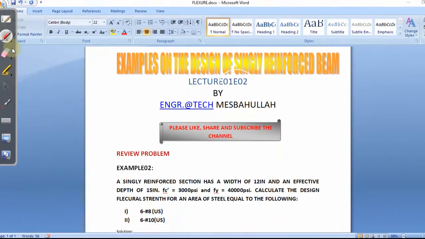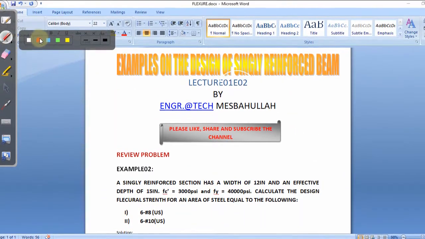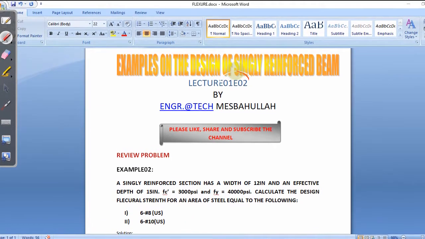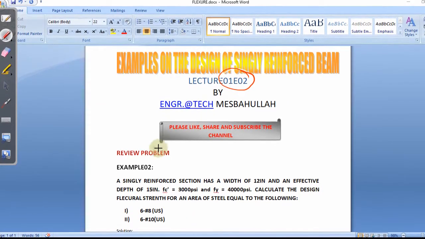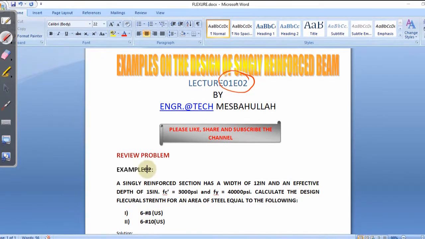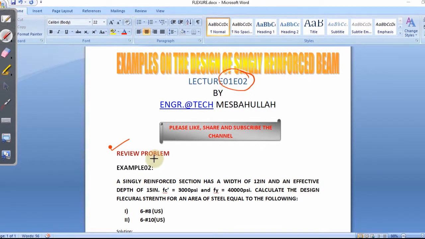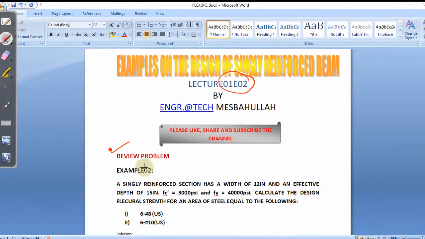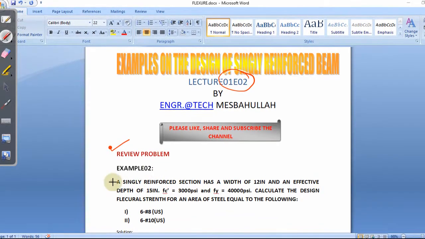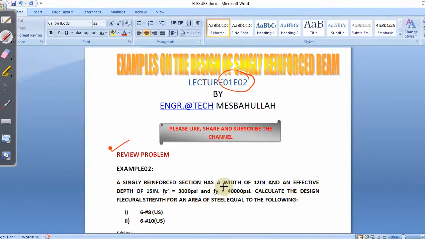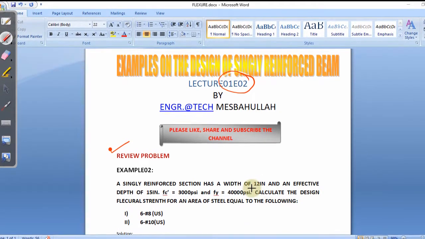Another example that is right here. This is E02, example 2 right now. So let's start. This is also a review problem, right? Now let's start. A single reinforced section has a width of 12 inches.